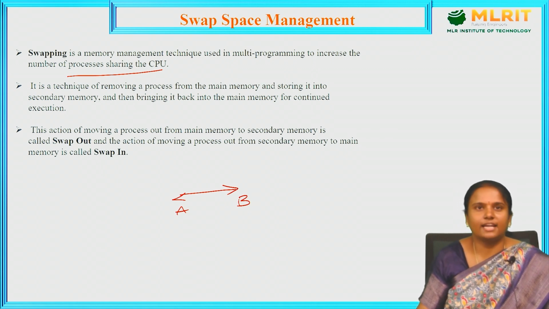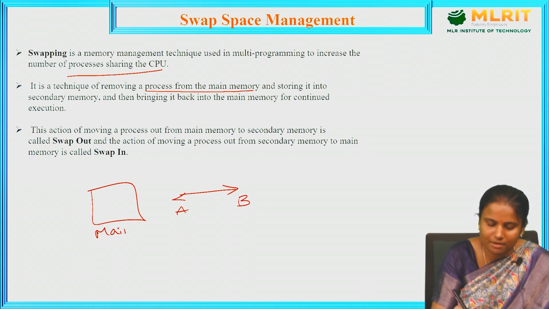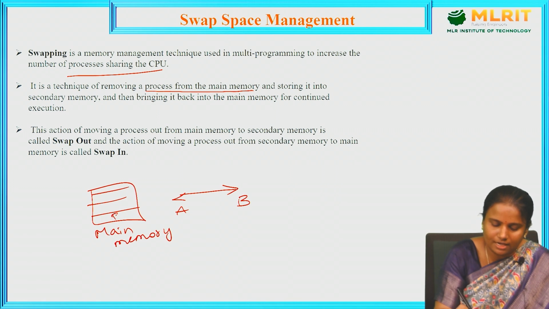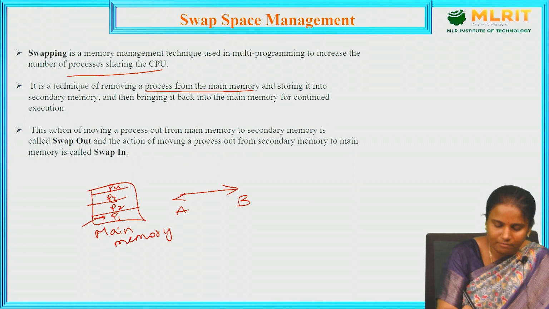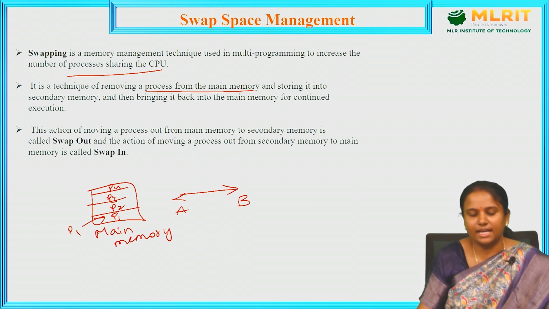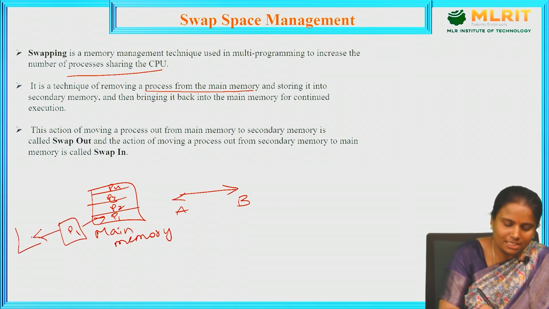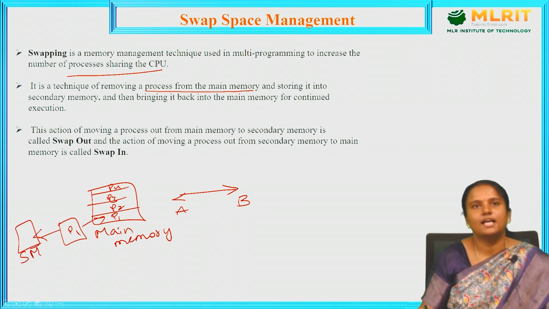Next, it is a technique of removing a process from the main memory. Suppose main memory consists of some n number of processes A, B, C, let us say P1, P2, P3. It is a technique of removing one process, P1, from main memory and storing it in secondary memory. P1 will be removed from main memory, placed in secondary memory, and then brought back into the main memory for continued execution.